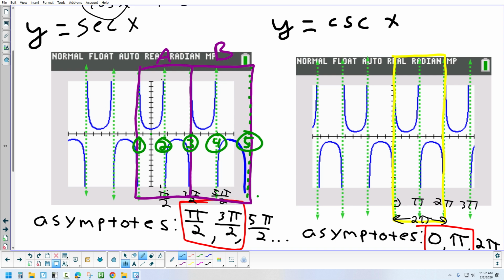Caleb, how high and low does secant go? Yeah, it goes infinitely up and it goes infinitely down. Lewis, since it goes up and down forever, does that mean the range is all real numbers? No, because the asymptote doesn't go past that.